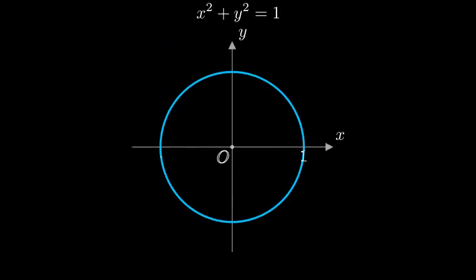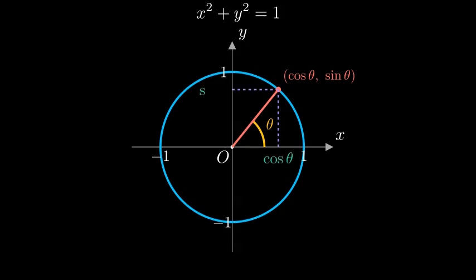Now, let's connect angles to points on the unit circle. We measure angles starting on the positive x-axis and rotate counterclockwise. We'll call the angle theta. The point on the circle at angle theta has coordinates cosine of theta for x and sine of theta for y. Let's draw projections to show that the x-coordinate is cosine theta and the y-coordinate is sine theta.